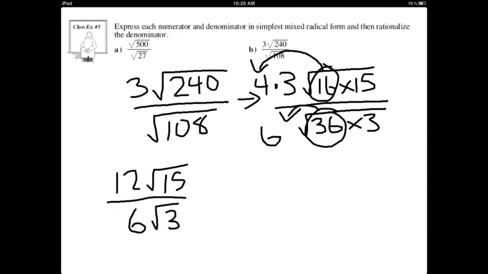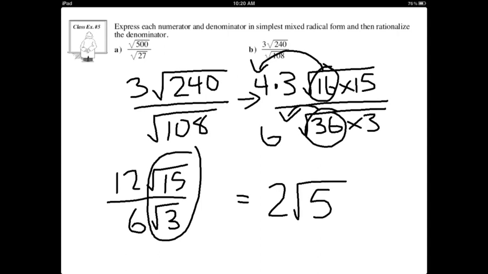Now, of course, we could rationalize the denominator here. If you take a look at the radicals, 15 is divisible by 3, so we can do that instead. So 12 divided by 6, that's going to be 2. 15 divided by 3 is going to be 5. So your answer is 2 root 5.